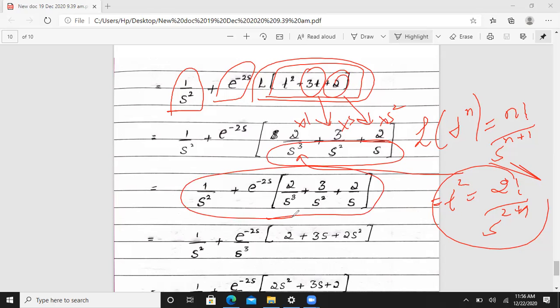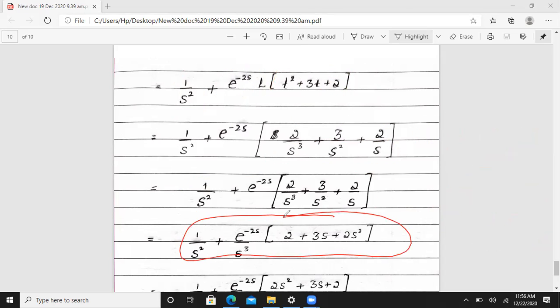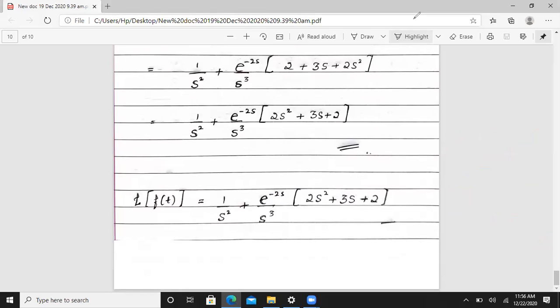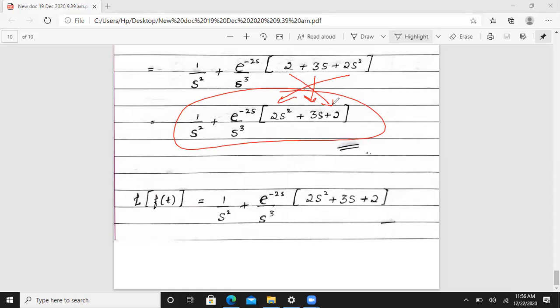So here we have 1 divided by s square plus e to the power minus 2s divided by s cube, and this function we will write as 2s square plus 3s plus 2. So your final resultant answer is the Laplace transformation of f of t is equals to 1 by s square plus e to the power minus 2s divided by s cube into 2s square plus 3s plus 2.